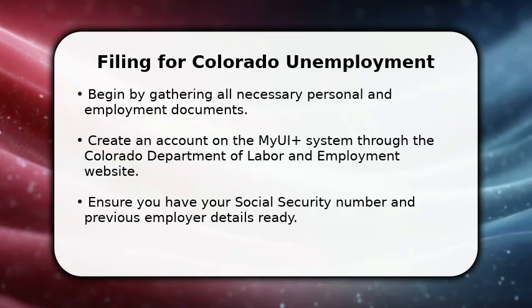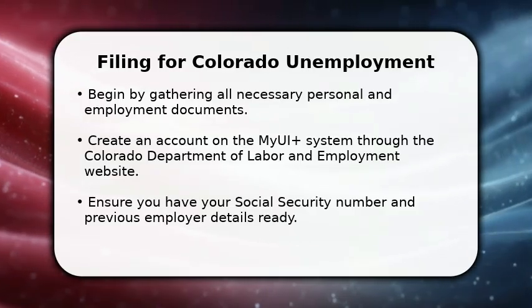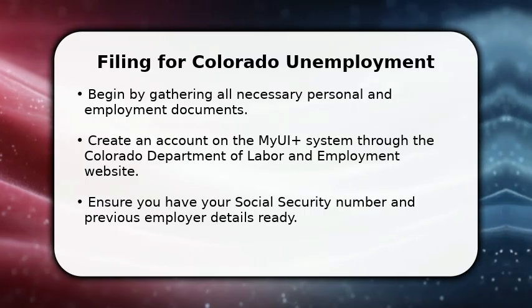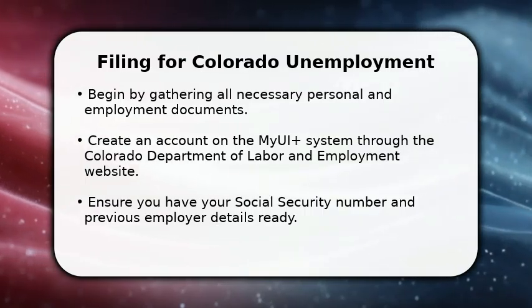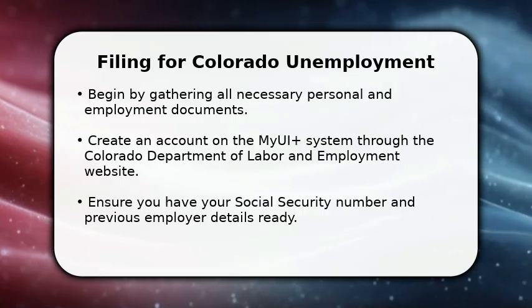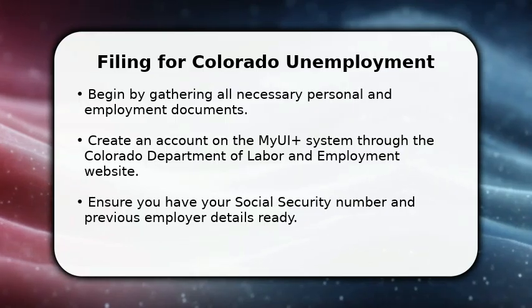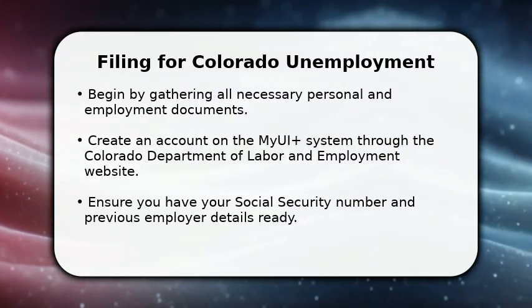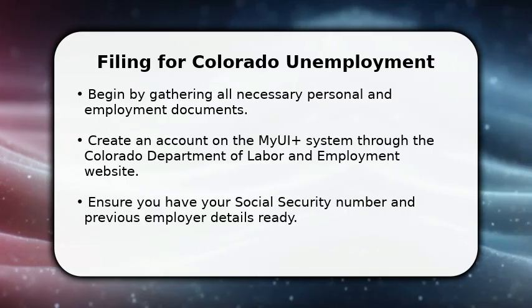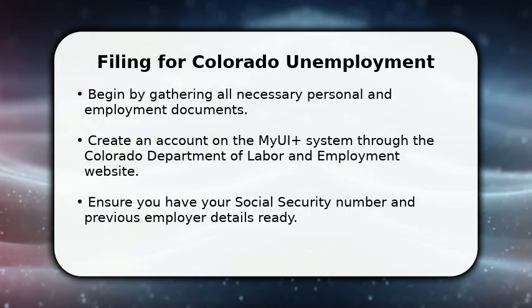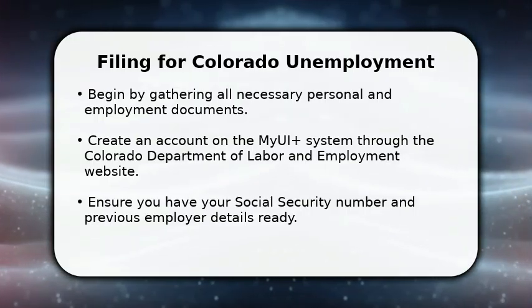In this video, I will explain how to file for unemployment in Colorado. First, you'll want to gather all your essential documents. This includes your social security number, driver's license or state ID, and detailed information from your last 18 months of employment. Having these ready will make the online application process much smoother and quicker. You'll be using the MyUI Plus system, which is the official portal for Colorado unemployment claims.